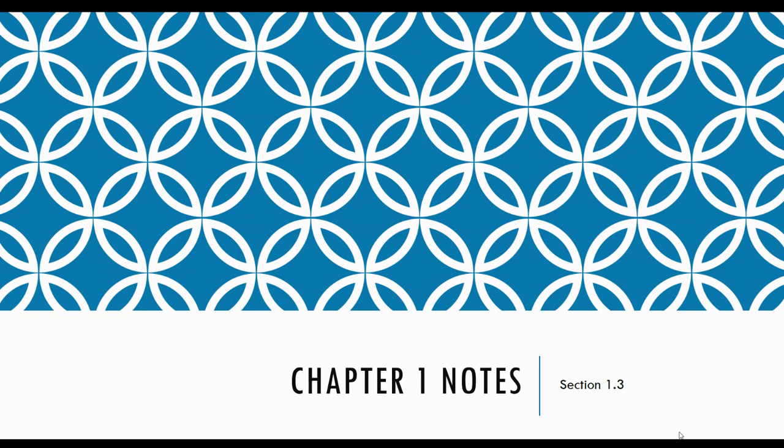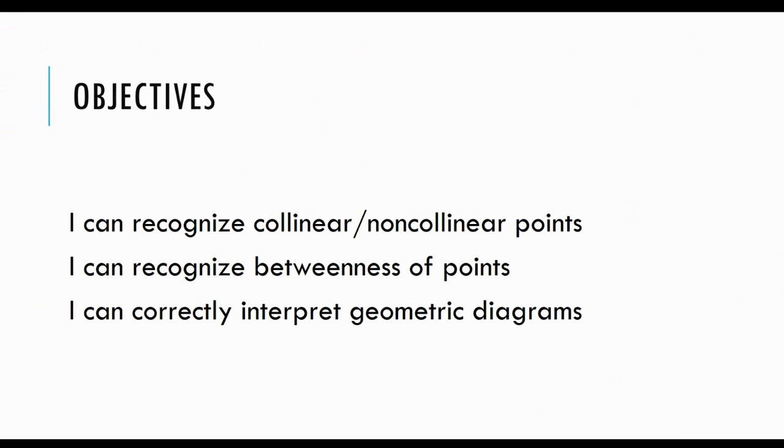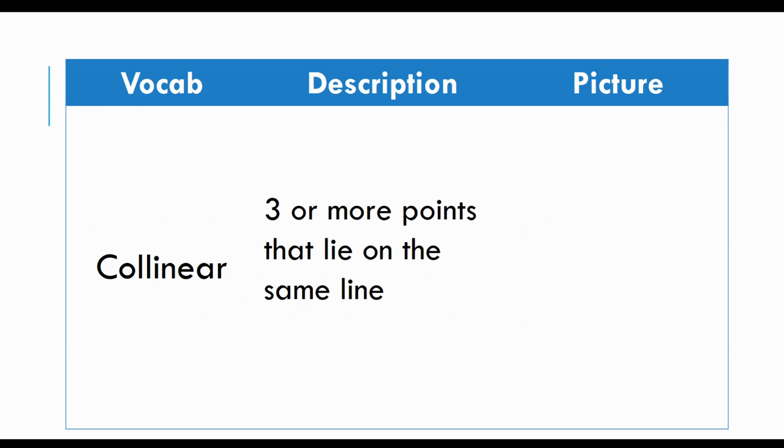Today we're going to continue with Chapter 1. We're looking at Section 1.3. This section is all about recognizing collinear and non-collinear points, betweenness of points, and starting to correctly interpret our geometric diagrams. All right, so once again, we have some more vocabulary.